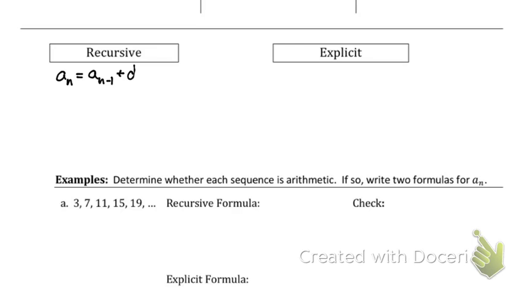So if it's 4, this would just be a 4. If it's 5, that's just a 5. Recursive is pretty easy. However, you do have to state your very first term. So you need to have a first term, either a first term or a starting point.